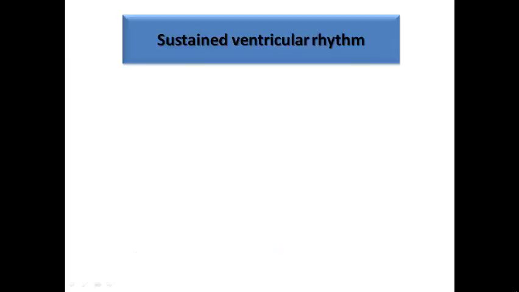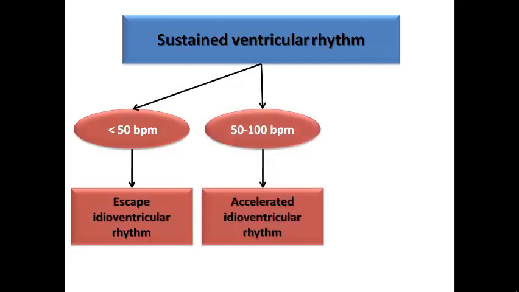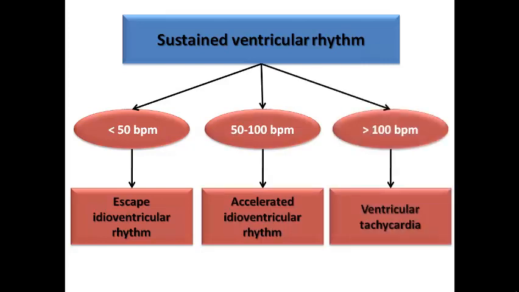because ventricular triplet is considered non-sustained ventricular tachycardia. So in order to classify a sustained ventricular rhythm, in which the rhythm is composed of consecutive ventricular ectopic beats or consecutive PVCs: if the heart rate is less than 50 beats per minute, we call this escape idioventricular rhythm. If the heart rate is between 50 and 100 beats per minute, we call this accelerated idioventricular rhythm. Whereas if the heart rate is more than 100 beats per minute, of course it is ventricular tachycardia. So in all these types of rhythm, you would see consecutive PVCs, but according to the heart rate, we could define it.